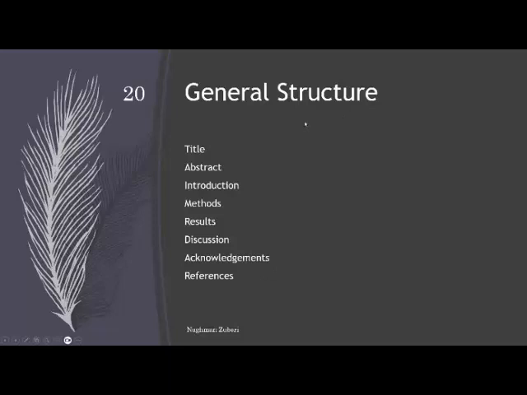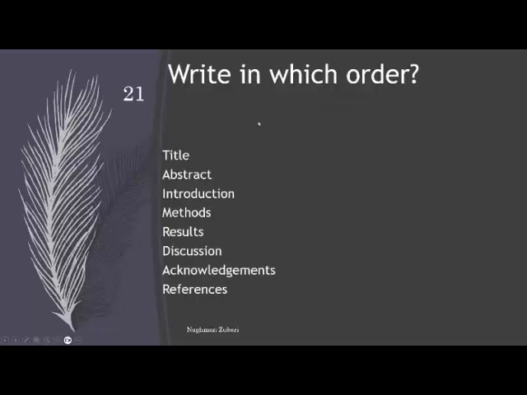General structure of the article: there would be a title, then an abstract, the introduction, methods, results, discussion, acknowledgements, and the references. Write in which order? That is important. Of course, these are the sections, but how to start?